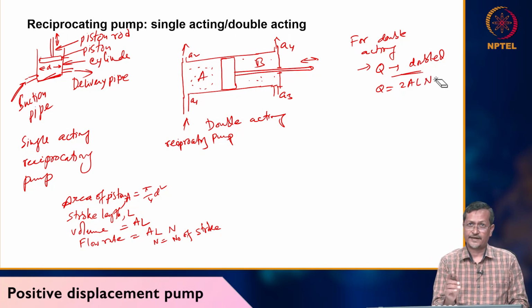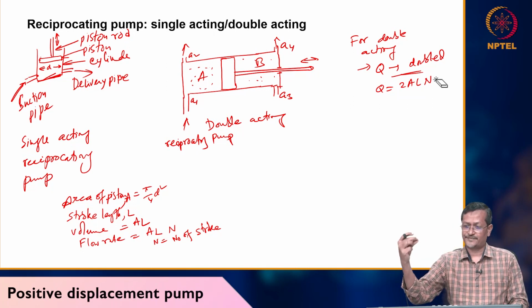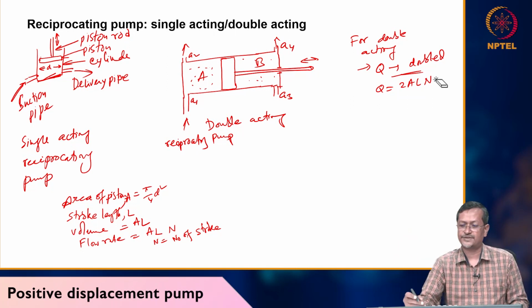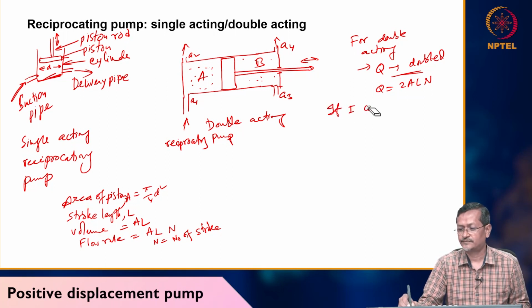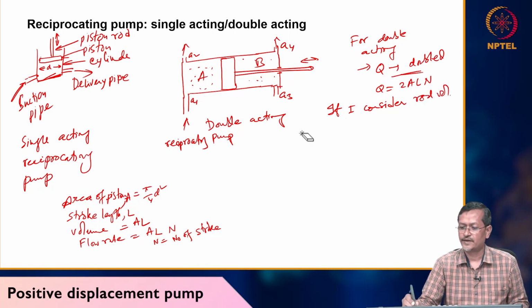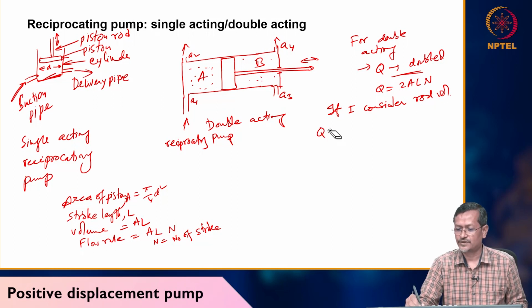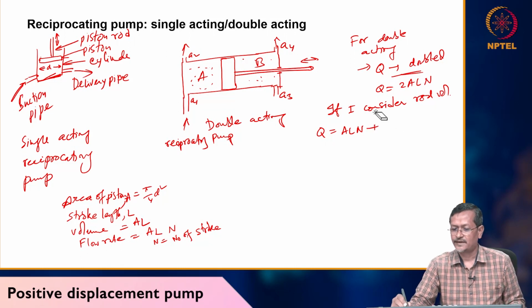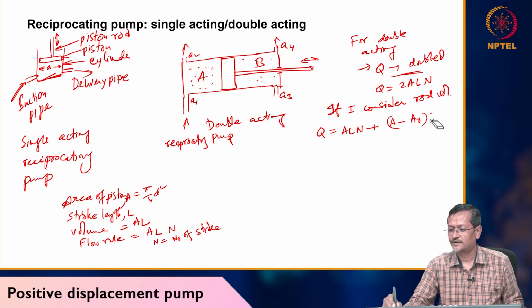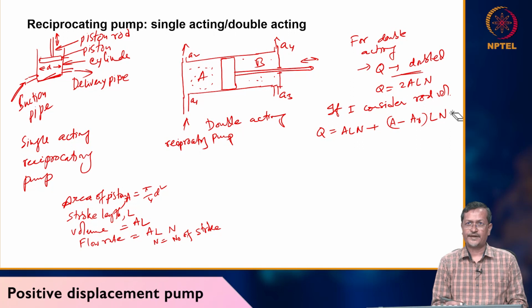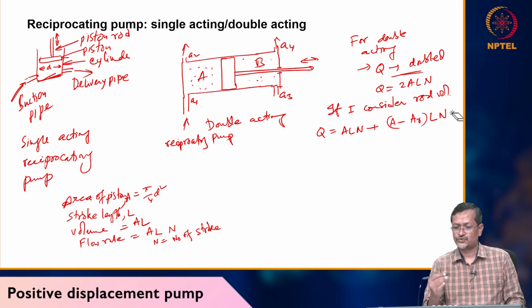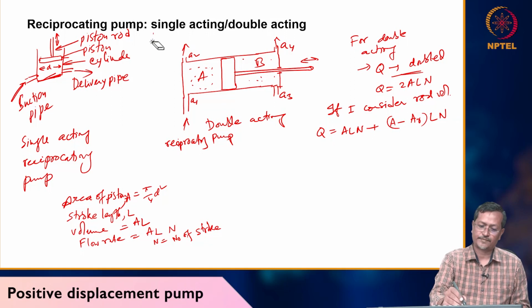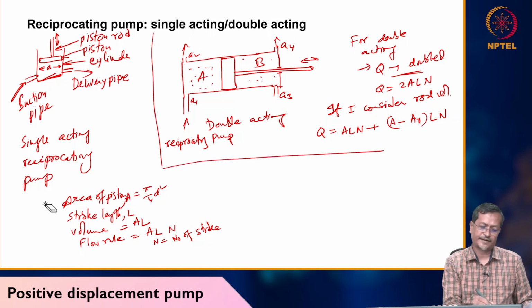You see, B side actually rod volume also there. Presently, I am ignoring the rod volume. If I consider piston rod volume, then rod volume you have to do minus, right. So, Q will be like ALN plus area is reduced now, area minus area rod LN. Okay. So, this much of volume will be delivered in a double acting reciprocating pump. But if you have single acting, this is single acting.